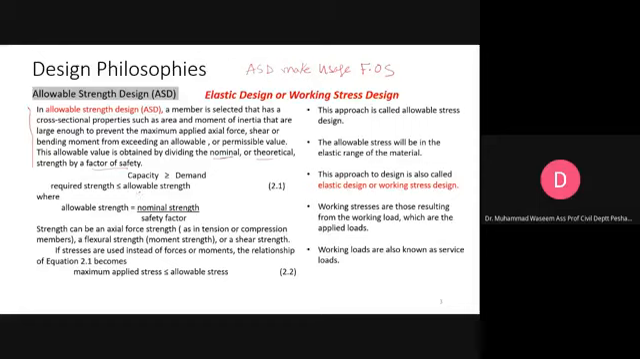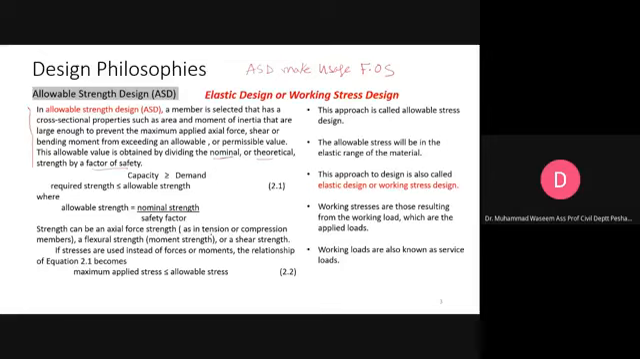And this allowable strength is representing the capacity. Now, as I told you, we reduce the capacity of the member, or we reduce the resistance of the member, in ASD procedure by dividing it by a factor of safety.